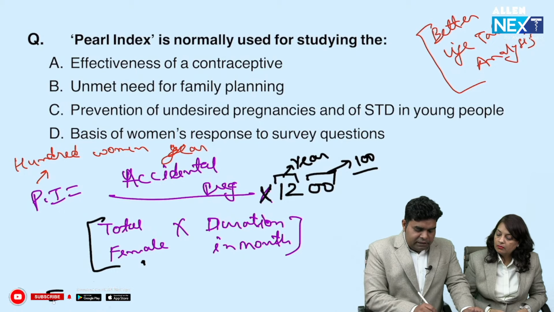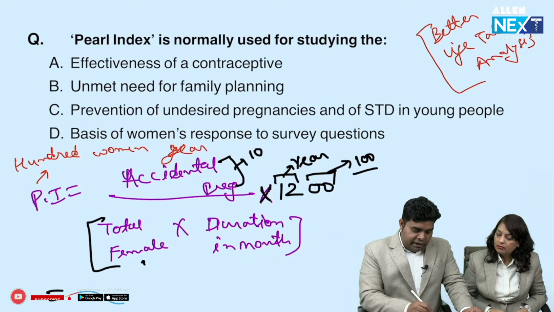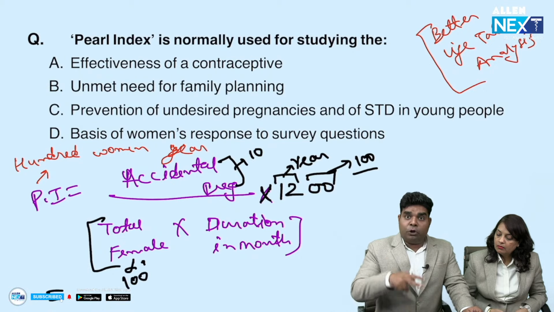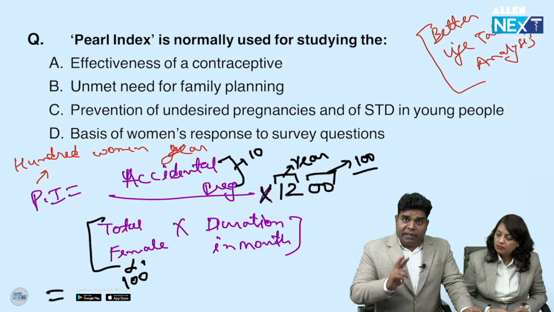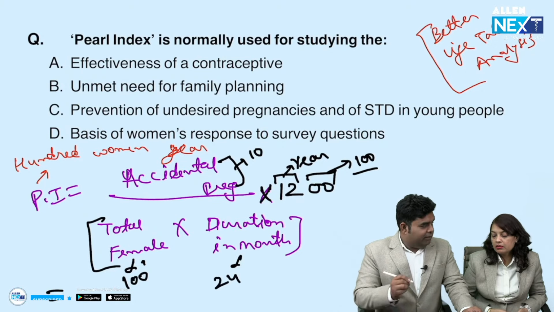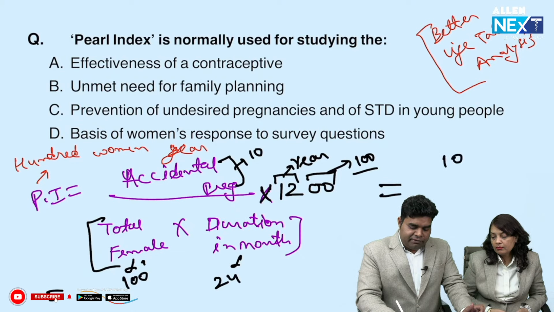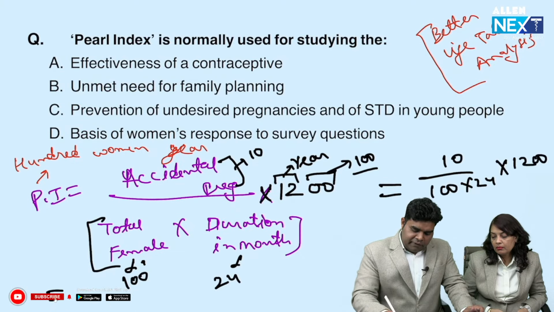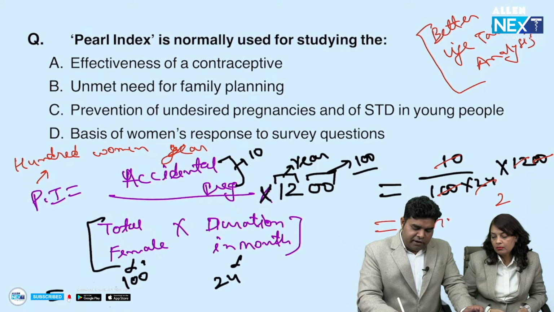And let's say they said in a question that 10 accidental pregnancies occurred when 100 females are taking a contraceptive for 2 years, what is the Pearl index? When they say 2 years, you have to convert 2 years into months. That will become 24. So it will be 10 by 100 into 24, into 1200. So the 100 will cancel out, 24 and 12 will cut by 2, and 2 will cut 10 by 5. It will come to 500 woman years.